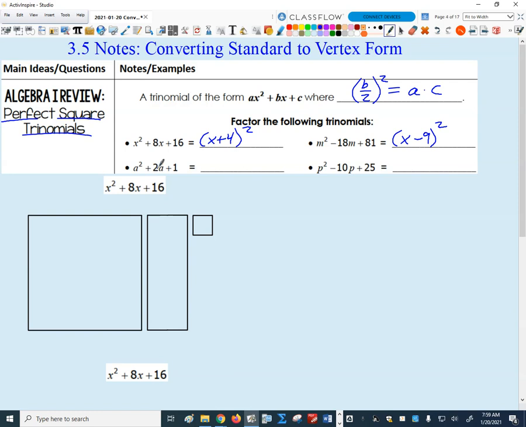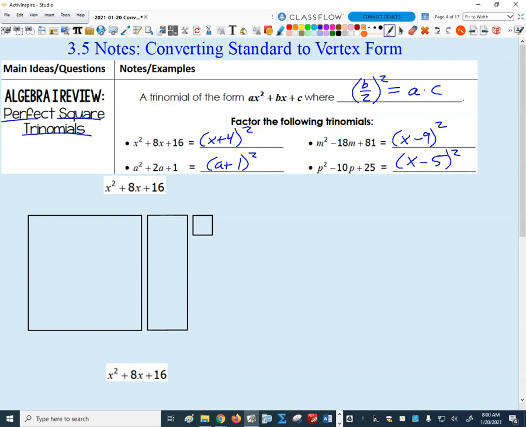Here, half of 2 is 1. 1 squared is 1, which is equal to 1 times 1. So we get a plus 1 squared. And here we get p squared minus 10p plus 25. So b is negative 10. Half of b is negative 5. Negative 5 squared is 25, which is equal to 1 times 25. And this factors into x minus 5 squared.